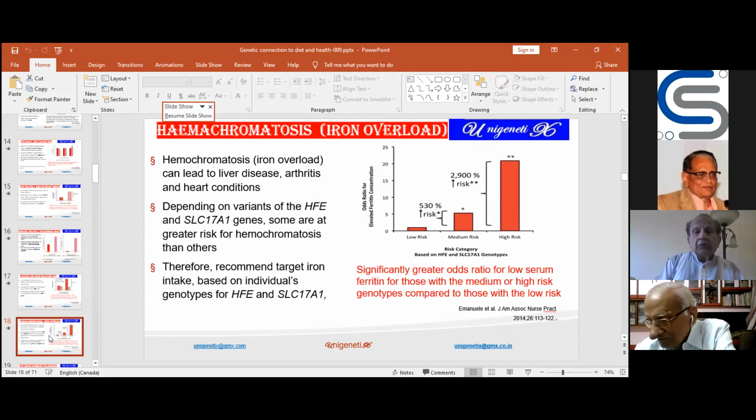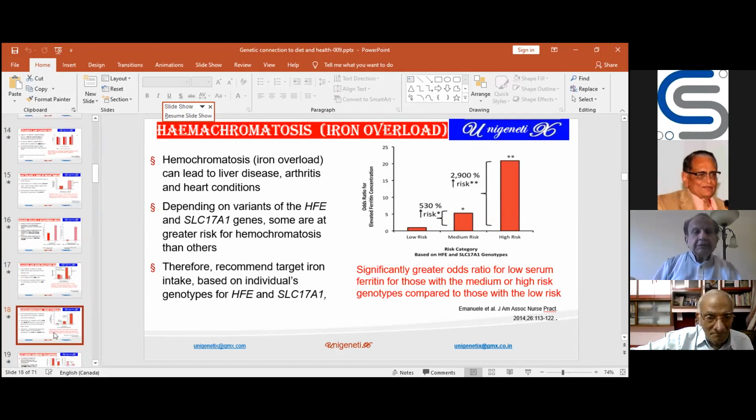Hemochromatosis, iron overload. When you don't need to take iron and people keep on taking iron, they buy it in the shops, thinking I need iron, therefore they take iron. Again, they show relative risk in the different genotypes, variants. So you'll have these slides to see later on, and you can compare and see them in detail.